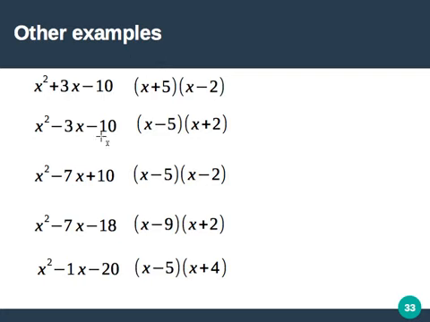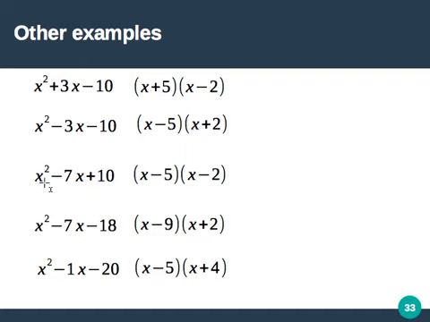And what about this one? This is -10, which means that when you multiply them, they have to be of different signs. And when you do the addition, the bigger number has to be the negative one because this is negative. So you have -5 plus 2 gives us -3. That's why this is the factorization for this one.